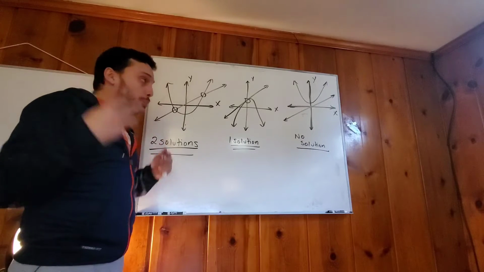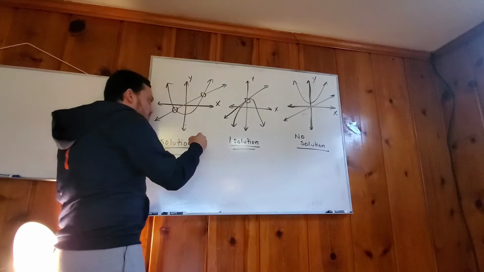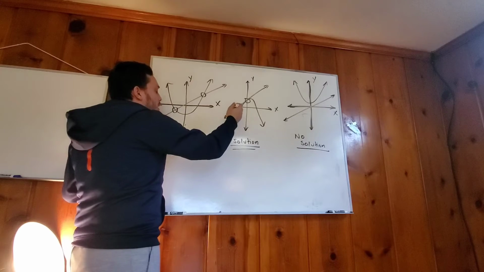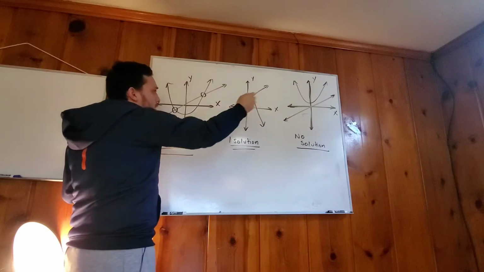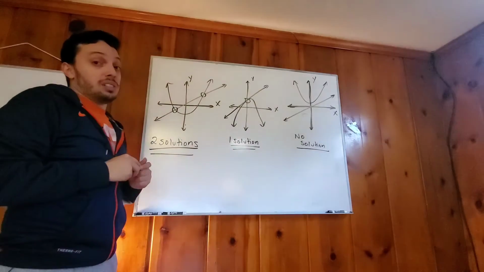What we're looking for are points. Solutions mean points. So you could have 2 points where they intersect. You could have 1 point where it intersects. It could have no points, so it doesn't have a solution.